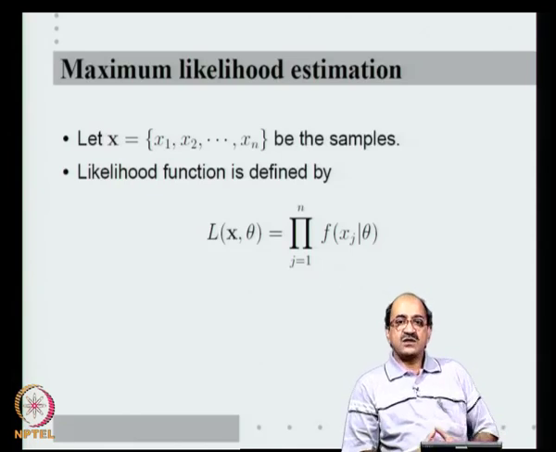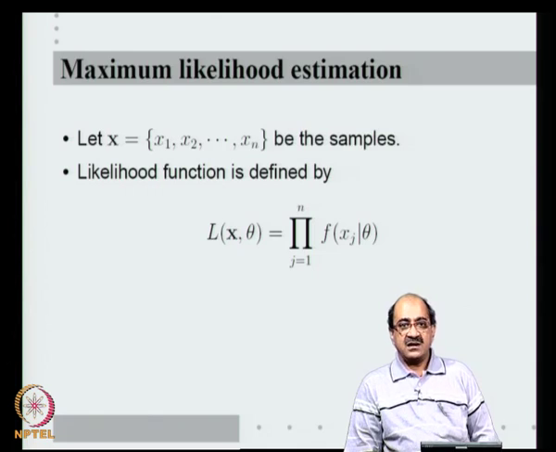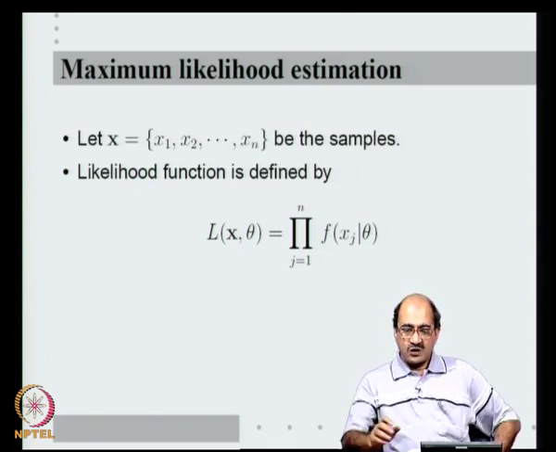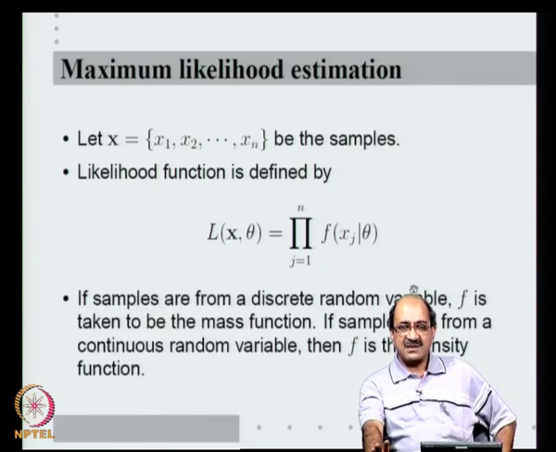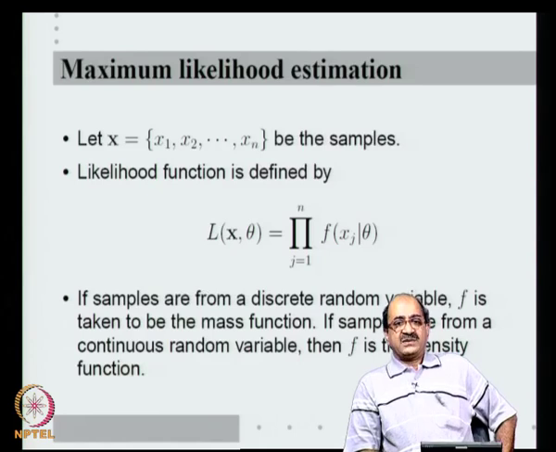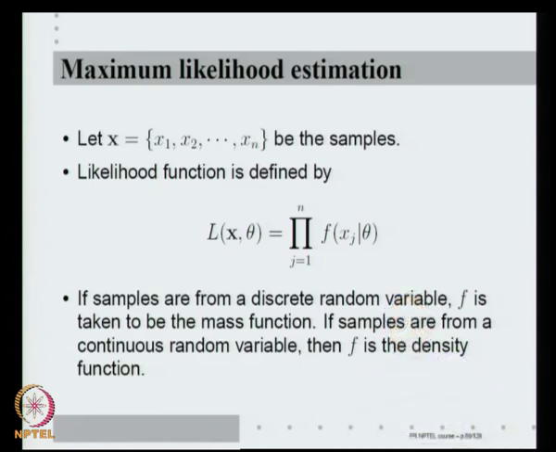This is how we do maximum likelihood estimation. Once again, x1, x2, ..., xn are the samples. We define a likelihood function, which is a function of x and the parameter vector theta, as L(x, theta) equal to the product over j from 1 to n of f(x_j given theta). We have always been talking of f as density, but it really does not matter. If the samples are from a discrete random variable, f is taken to be the mass function. If they are from a continuous random variable, f is the density function. In both cases, we define this product as the likelihood.